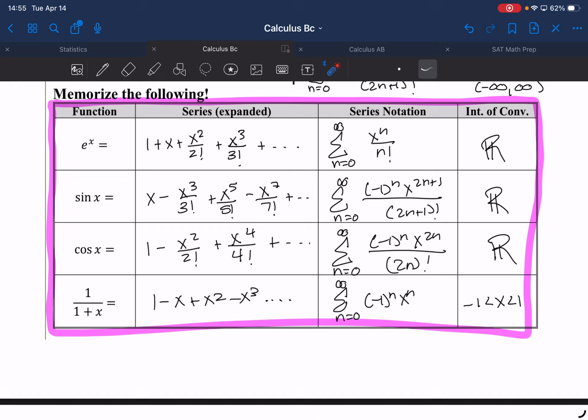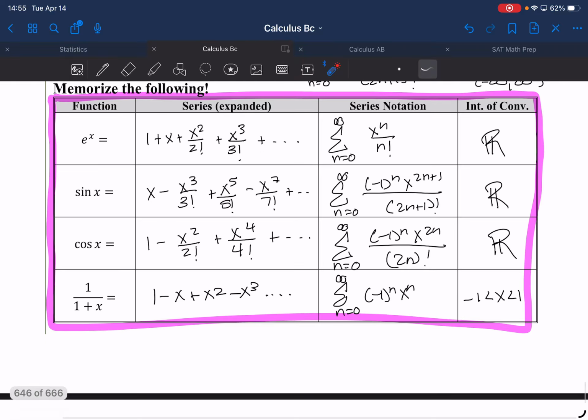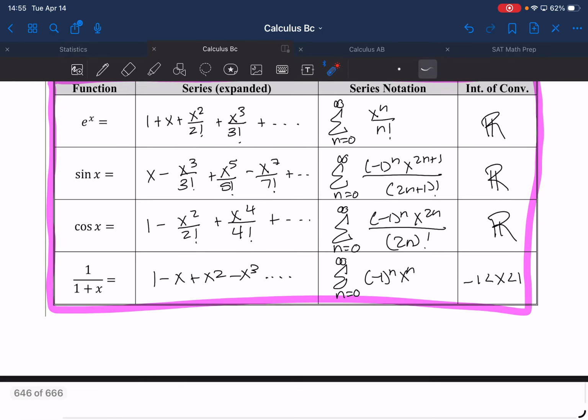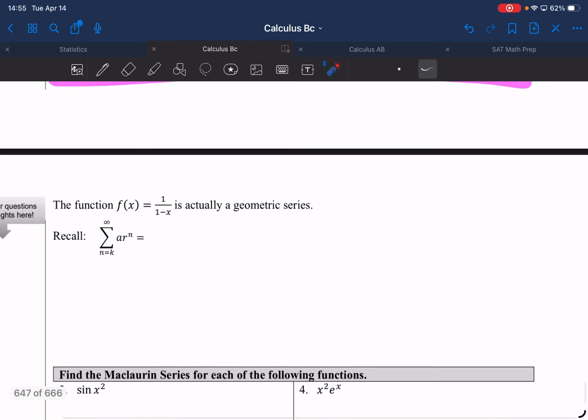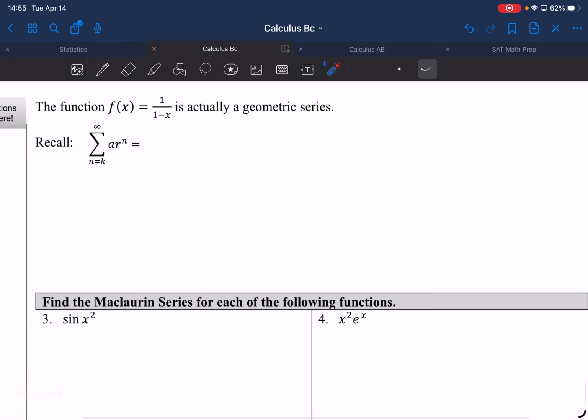So recall a geometric series. We write that as the summation n equals k to infinity, a times r to the power of n. We can simplify that using the formula a times r to the power of k all over 1 minus r, where the absolute value of r has to be less than 1.